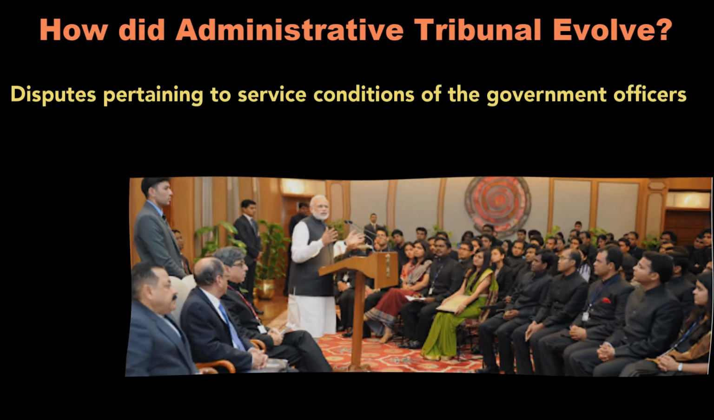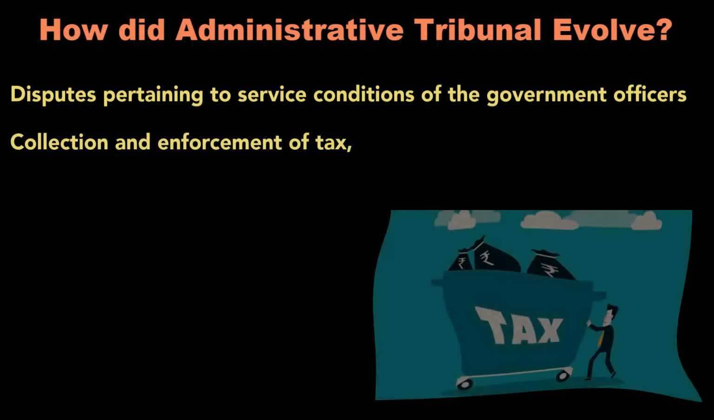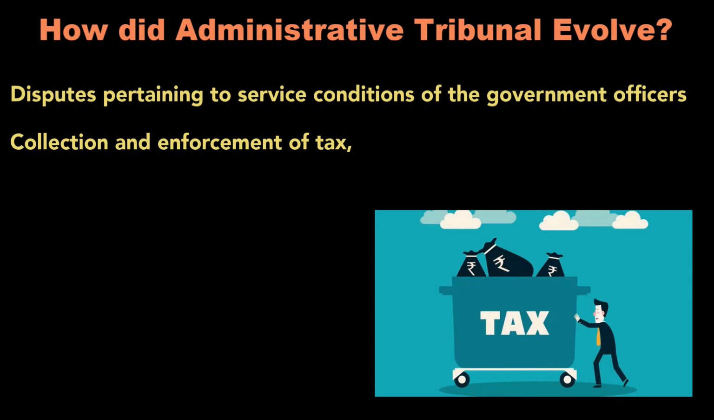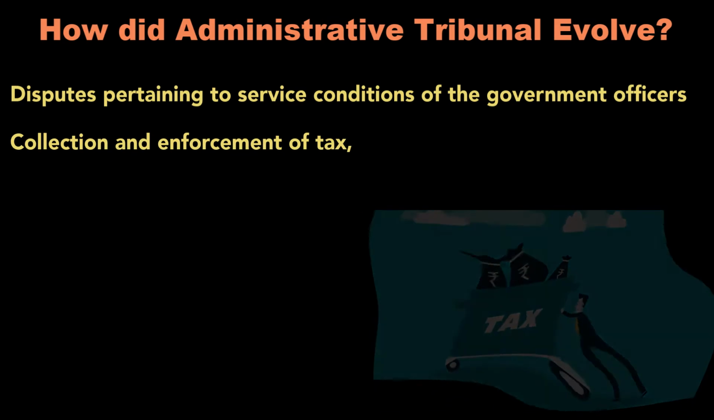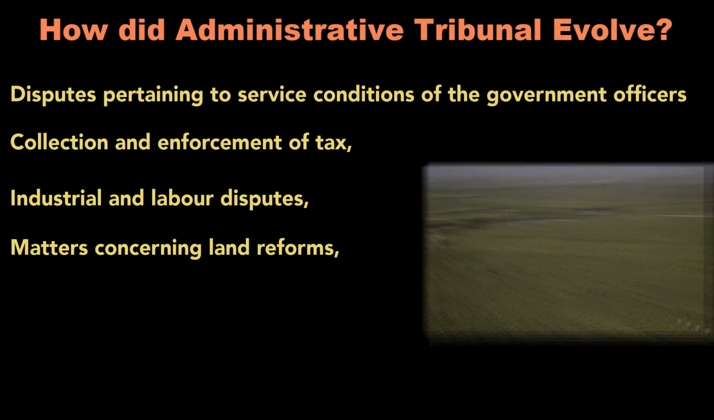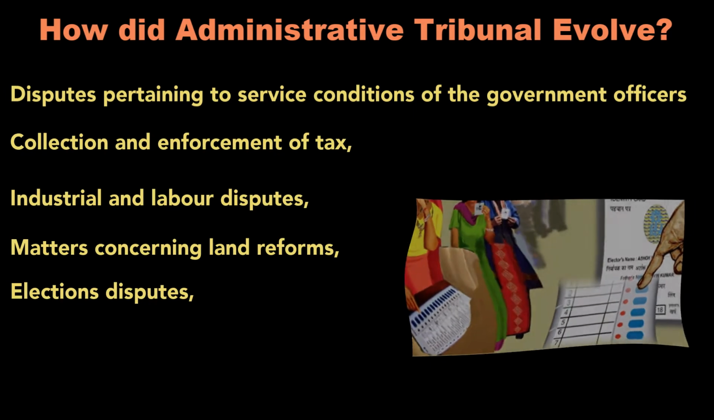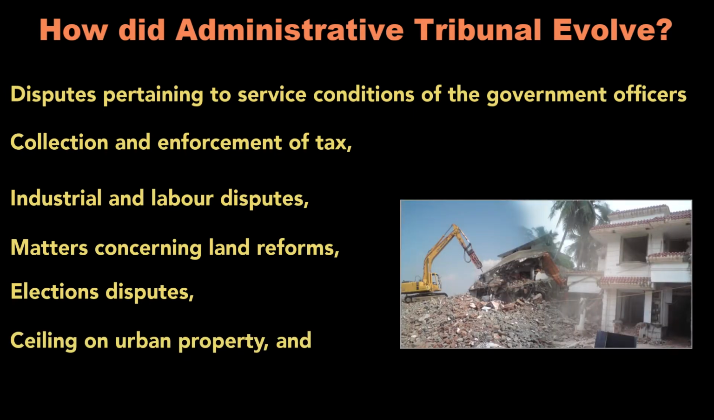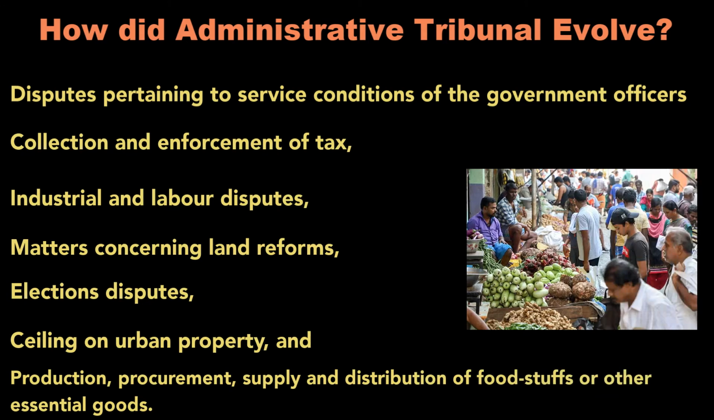Collection and enforcement of tax. So if you have a dispute regarding tax, then you can also get it resolved through such a tribunal. Industrial and labor disputes, matters concerning land reforms, election disputes, ceiling on urban property, and production, procurement, supply and distribution of foodstuffs or other essential goods. So if you have a dispute regarding any of these things, then you can get it resolved through administrative tribunals.